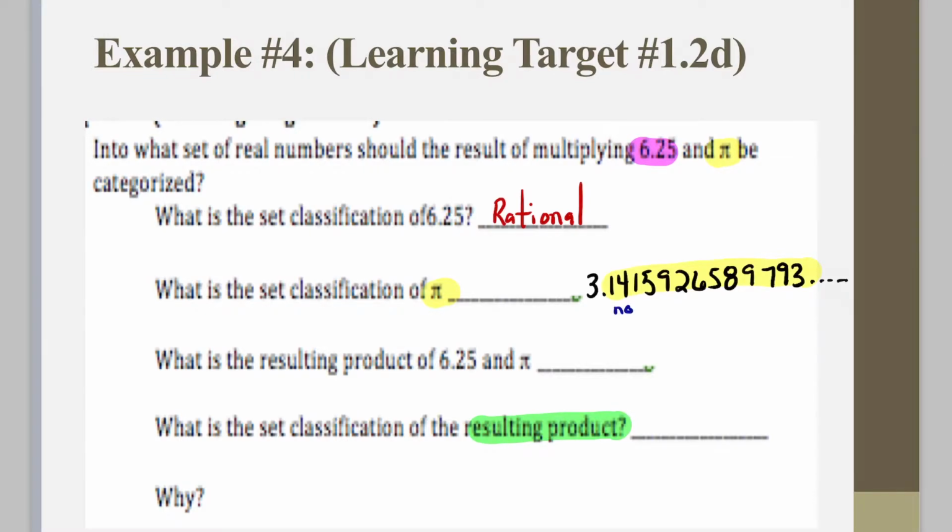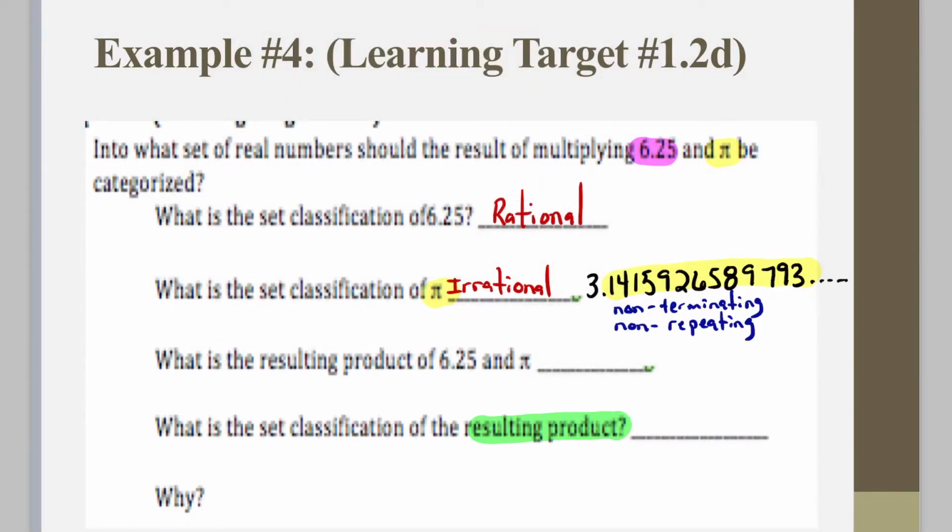So this is non-terminating, and it is non-repeating. And since it is a non-terminating, non-repeating decimal, our conclusion is that we are working with an irrational number. And so we can classify pi as an irrational number. Now we need to consider the product of 6.25 and pi.